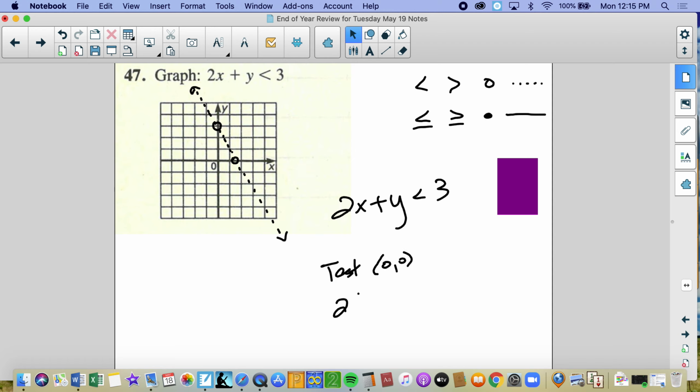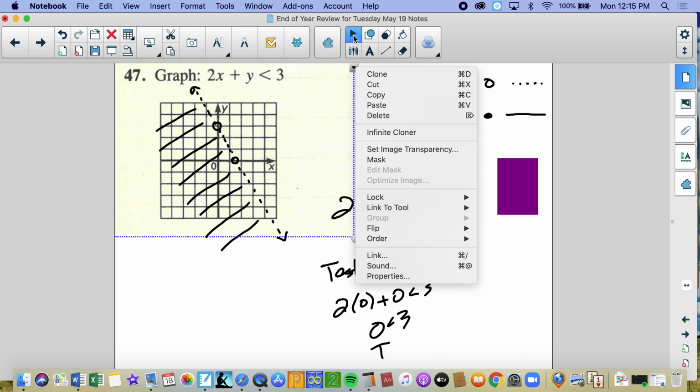So if I plug in 0 for x and 0 for y, what do I get? Do I get a true or false statement? 0 less than 3, that's a true statement. So this point is going to be true, so I'm going to shade the true side. So that would be an excellent way of graphing that equation. That's the most efficient way.